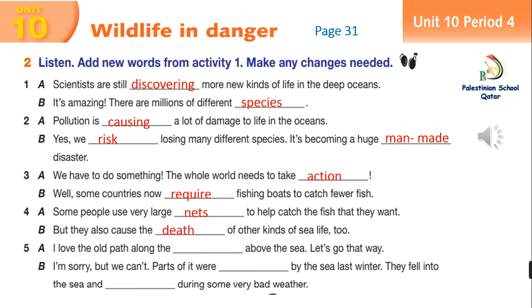5. I love the old path along the coast above the sea. Let's go that way. I'm sorry, but we can't. Parts of it were destroyed by the sea last winter. They fell into the sea and disappeared during some very bad weather.